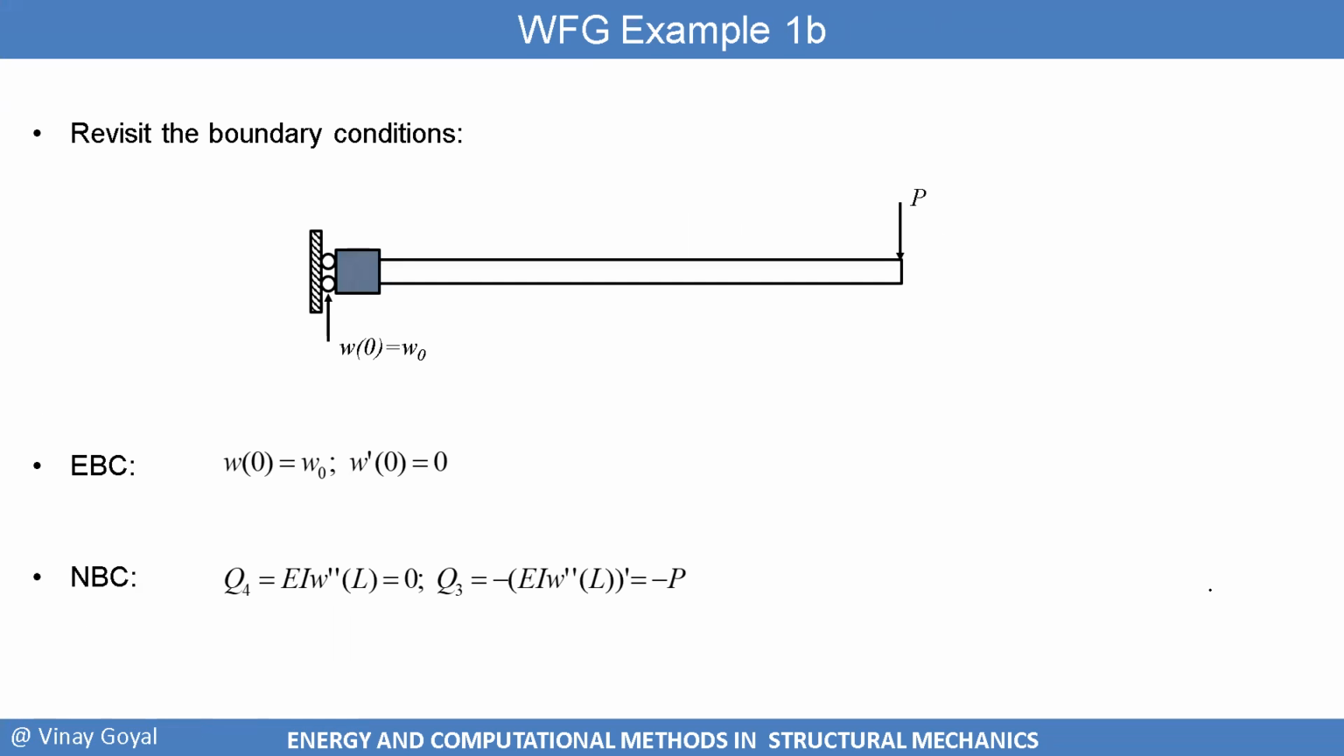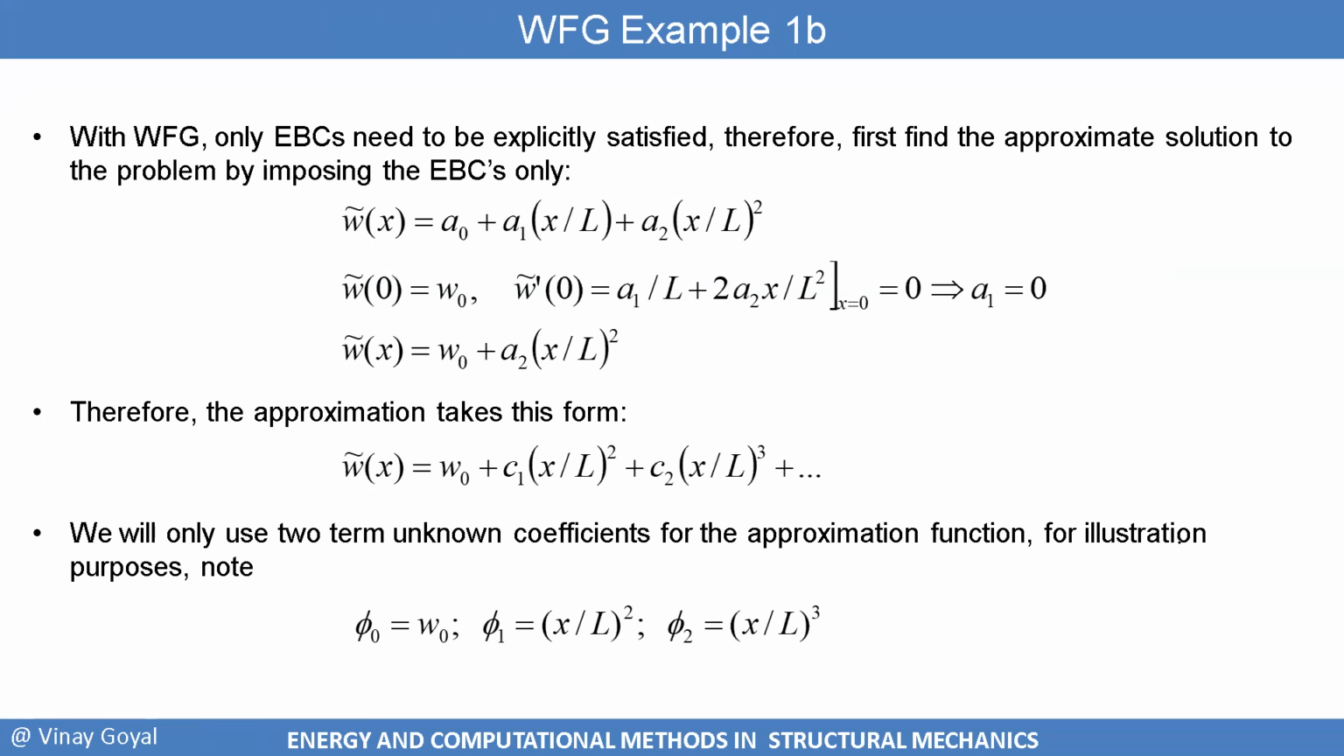And then example 1b, here I'm applying a deflection at this end. So it's the same thing. W at 0 is W naught, and W prime at these locations, the slope, is 0. And then here I'm applying a load, which means that this term is non-zero, and there's no moment applied at this end, so that's 0. And you know these are essential and natural. By constructing the weak form, you will find out.